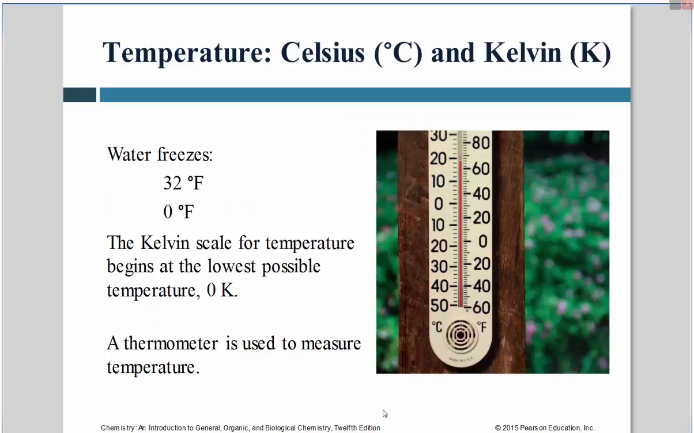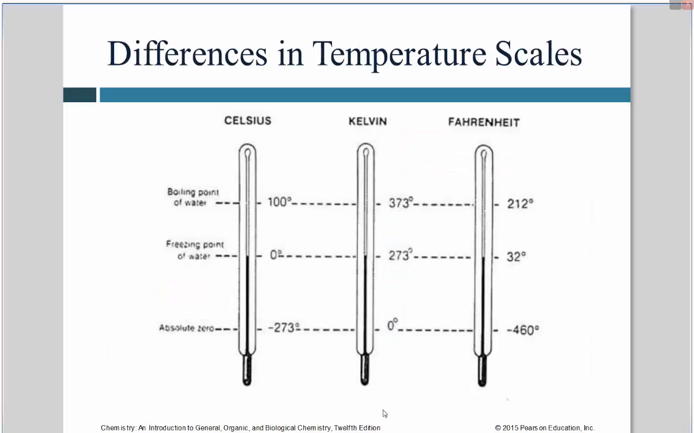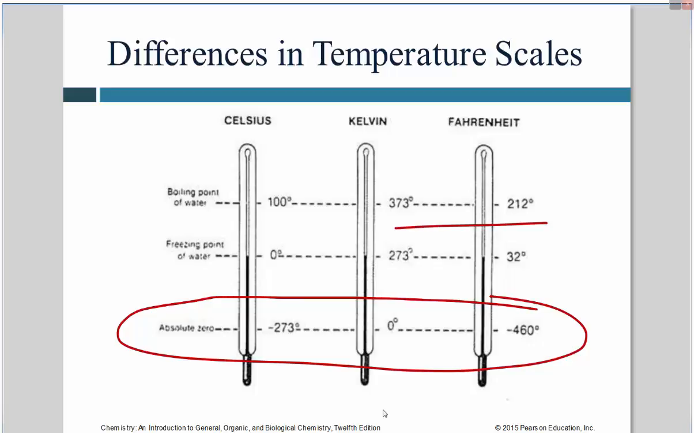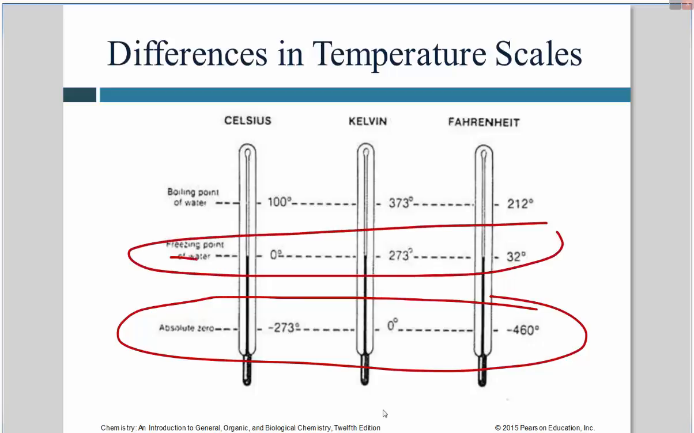Right, so temperature, there's actually 3 scales for temperature. There's Celsius, Kelvin, and then Fahrenheit is the one that is in the English or the standard units. So if we look over here to the temperature scales, this is where absolute zero is. This is the freezing point. Okay, so this is 0 degrees, and that's where ice is formed.